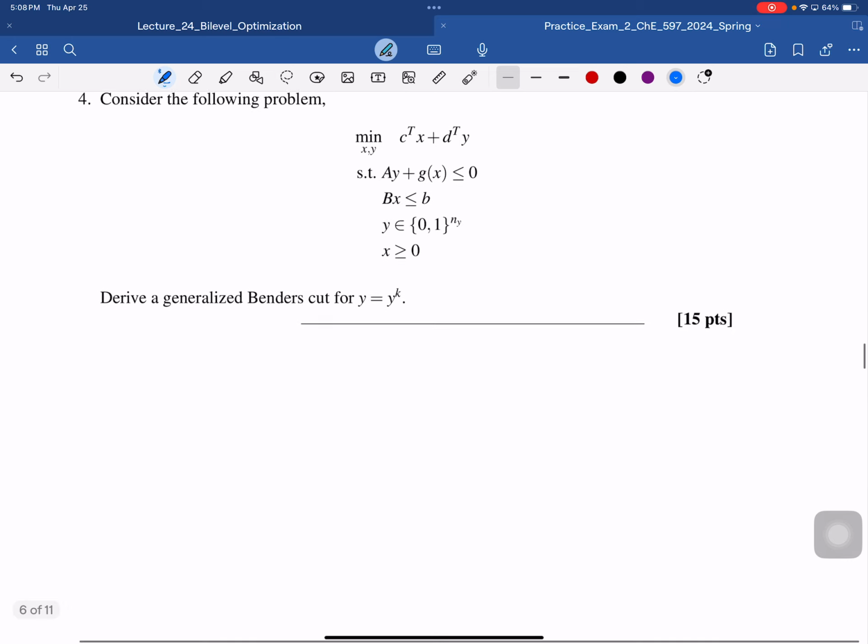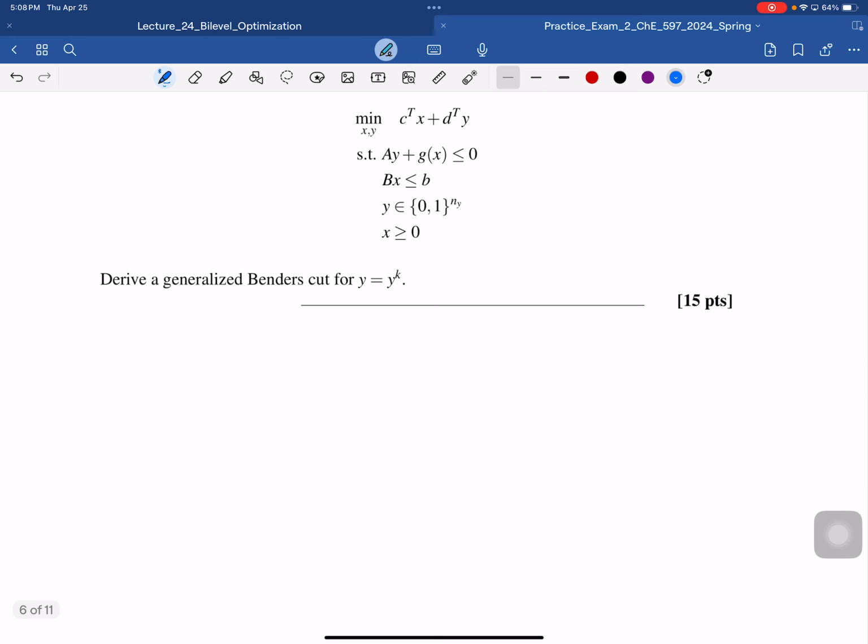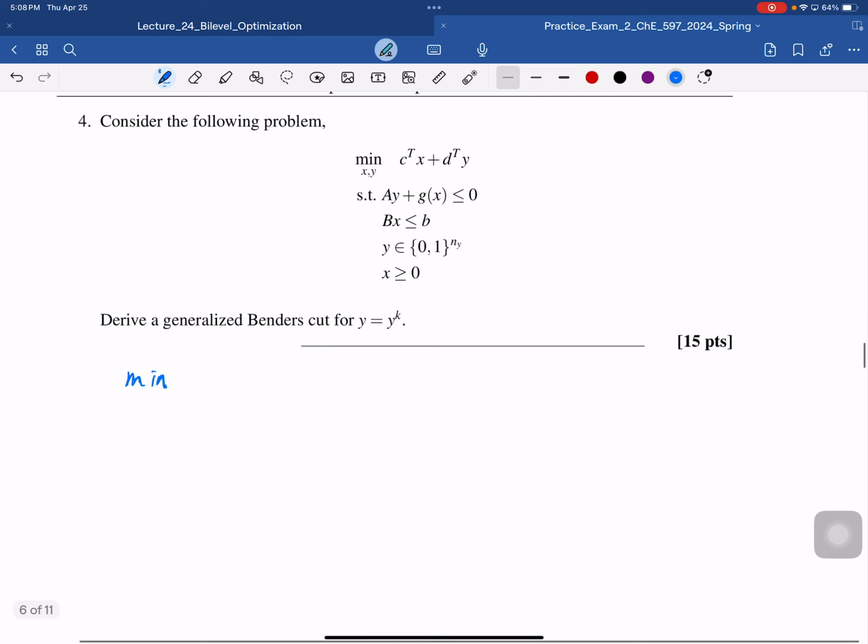I'm not going to solve this problem right away, but you can refer to the notes. Just to help you understand generalized Benders decomposition a little better, you can always rewrite the problem as the following. This is a problem involving x and y variables. We can rewrite this as d transpose y plus, let's say, a value function of y that we define later.